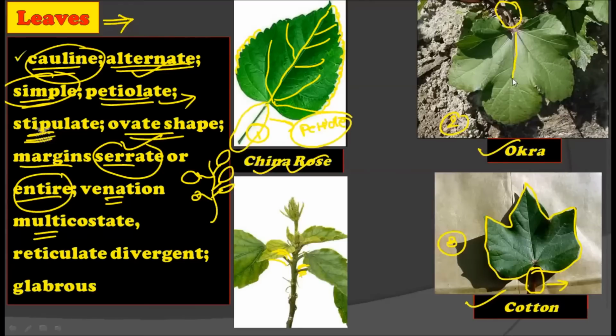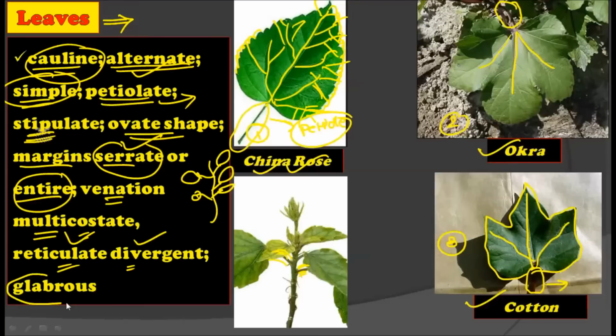In the second picture, of the okra, you can observe the multicostate venation. In the cotton leaf, you can also observe the multicostate condition. With this multicostate condition, they have reticulate divergent venation. That is, these main costae are further divided into subveins and diverted towards the margin of the leaves, and such a venation is called reticulate divergent.